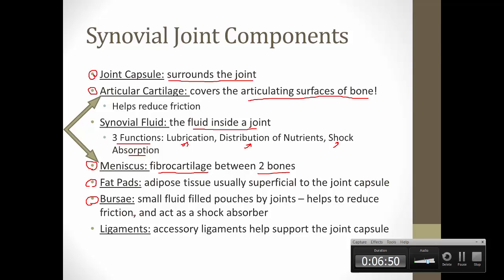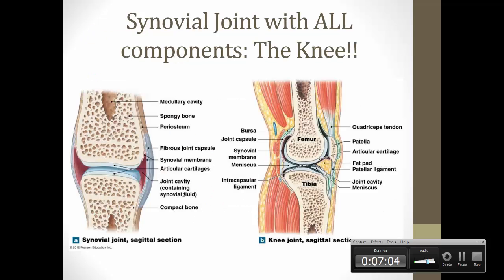We'll see an example of that. And finally, we have ligaments, and the main function of the ligaments is to help support the joint and prevent a dislocation or movement of the bones from their articular surfaces. Here is an example of a joint.